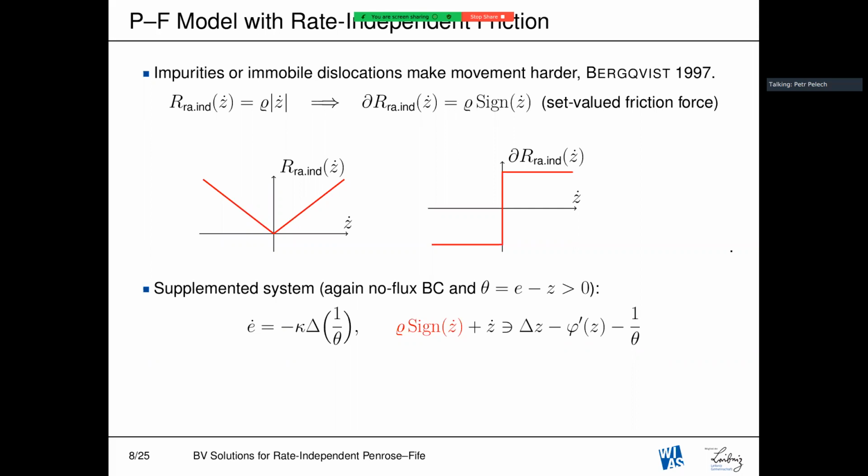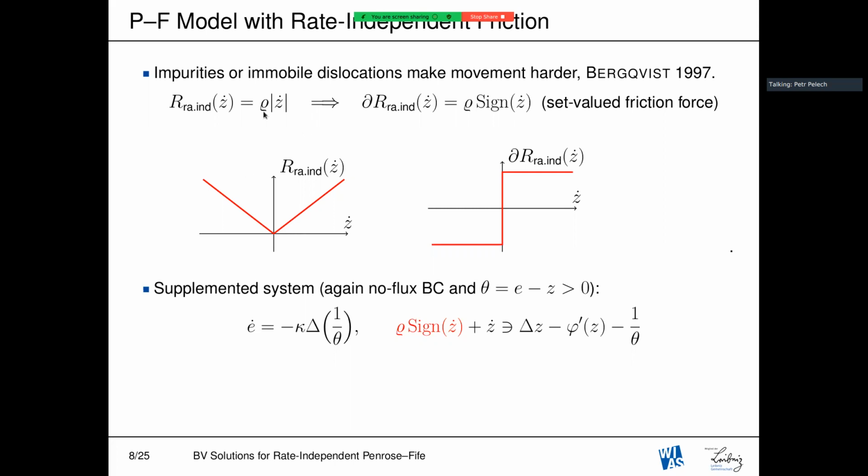So according to Bergquist's paper, if there are impurities or immobile dislocations in the material, the movement of the phase front is harder, and there is some threshold which has to be overcome. Below this threshold, if you force the phase to transform and the driving force is not strong enough, then nothing happens.